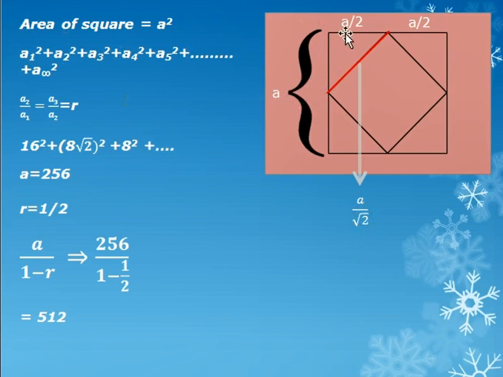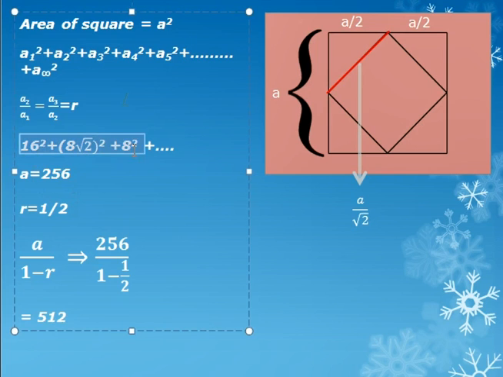So the area of the bigger square over here is a square plus a2 square, which is a by root 2 whole square. Again 16 by root 2 is 8 root 2. What we have to do is divide it by 2 and multiply with root 2, because 2 divided by root 2 is nothing but root 2. So I'm going to get this series over here: 16 square plus 8 root 2 whole square plus 8 square, and so on up to a tiny value.